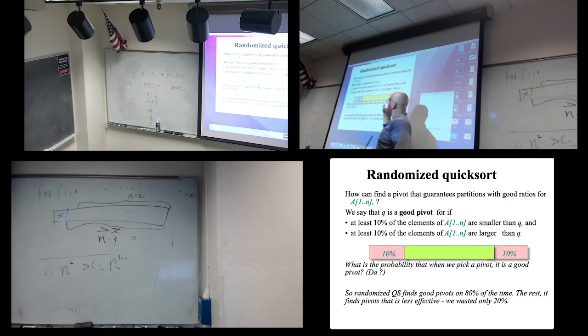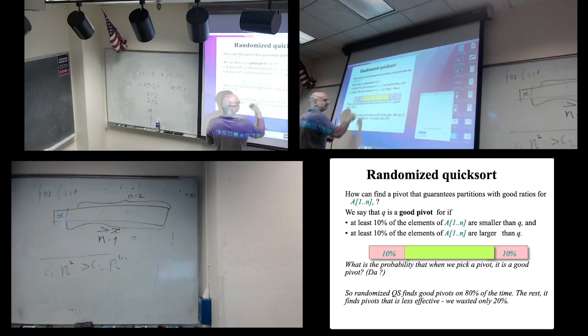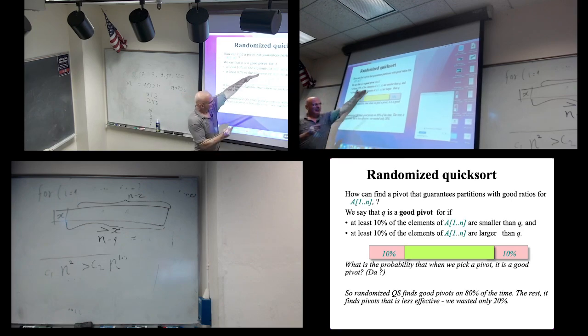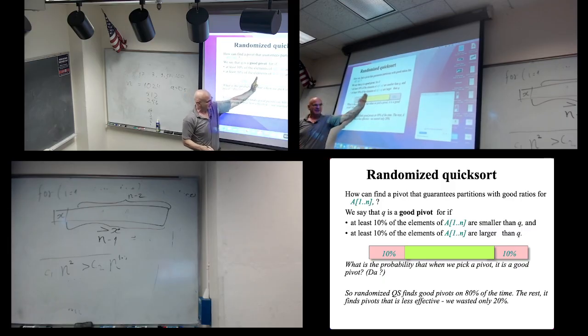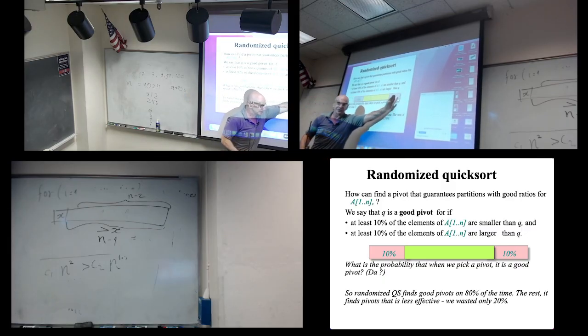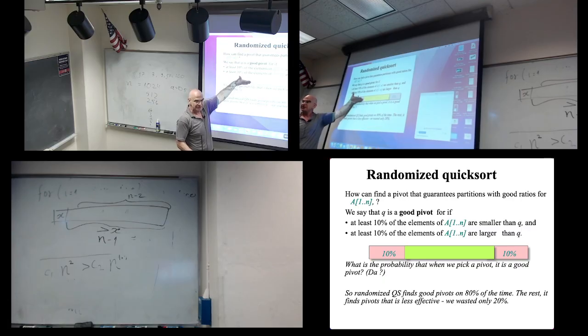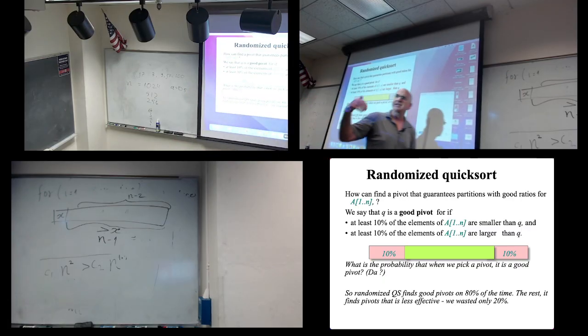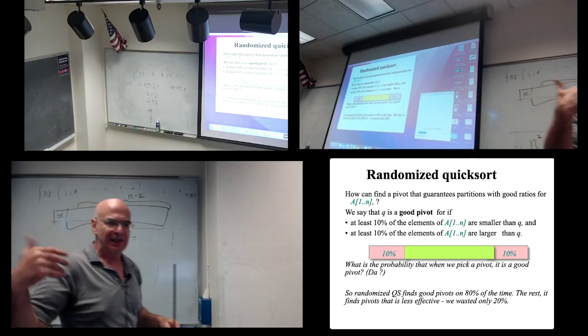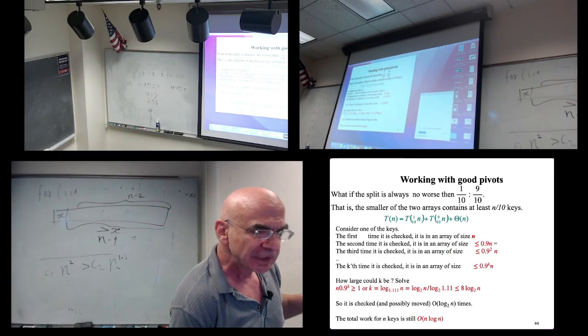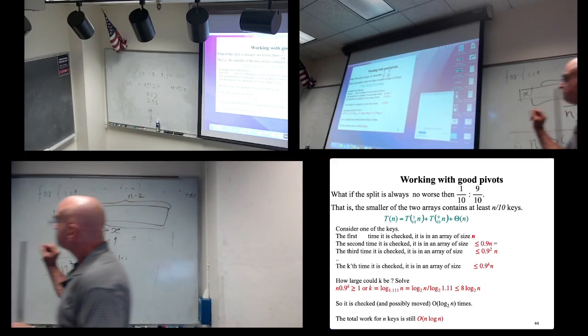What's the probability that I pick what we'll call a good pivot? Good enough pivot will mean 80%: there is at least 10% smaller than the pivot, at least 10% larger than the pivot. What's the chance that I pick such a pivot? 80%. So 80% of the time I'll pick a good enough pivot, and bear with me 30 more seconds.